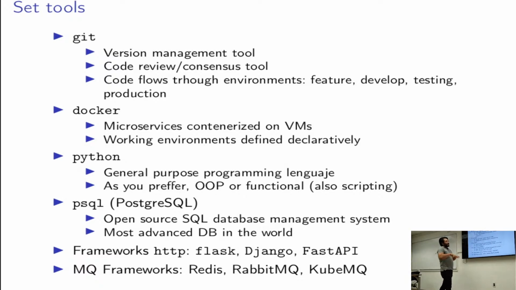Because if it's only a prototype, then it's in the feature branch. Then if it's accepted for others, that can be helpful, then it's in the develop branch. If it's ready in some environment that replicates the real scenario, then it's in the testing branch. And if it's in the real scenario, then it's in production.